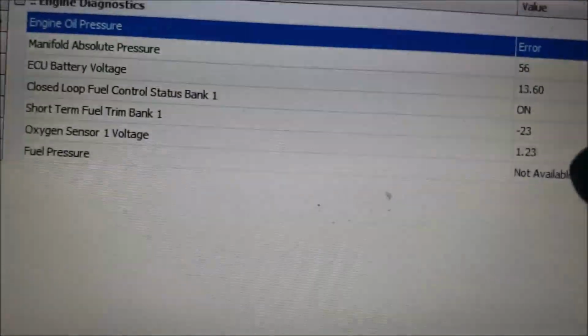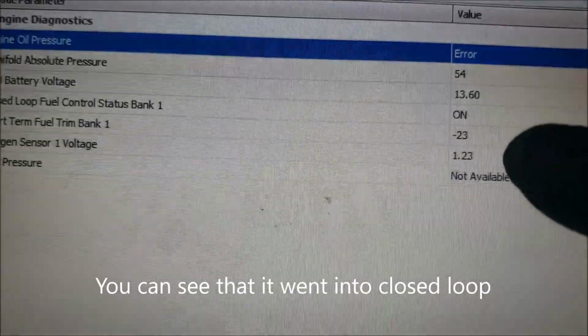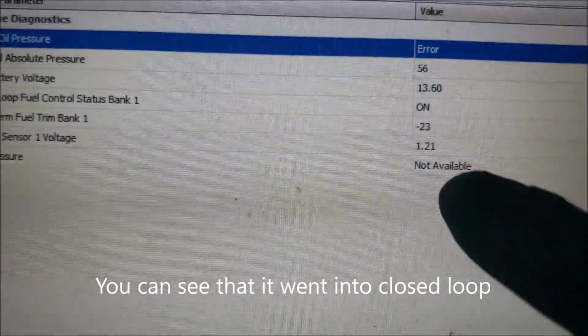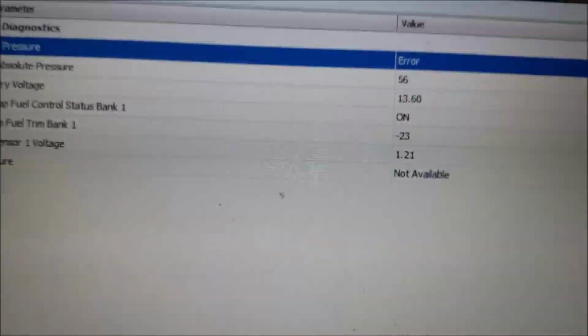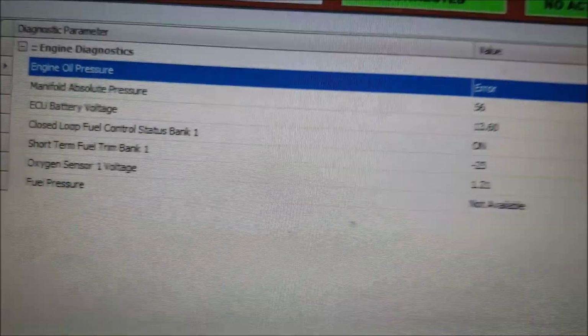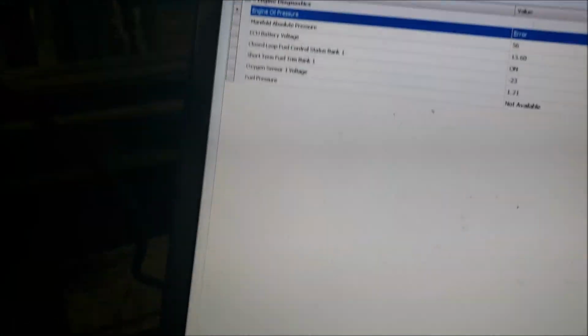I don't know if you hear it right now, but the longer we go, the worse it gets. But you can see the short-term fuel trim, it's minus 23, and the oxygen sensor is supporting that at 1.23. I don't know why it's going above 1, because it's voltage. See, it's really running bad now.